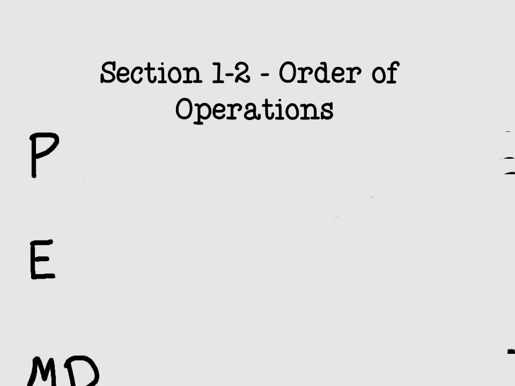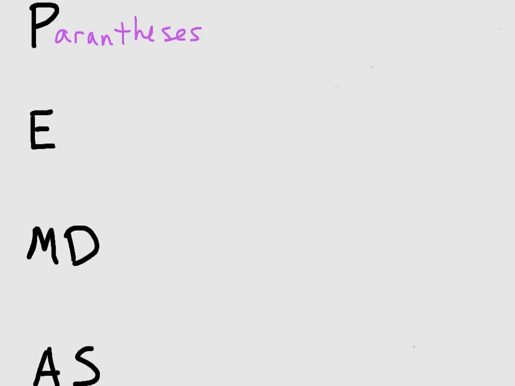So the P stands for parentheses. Okay. What does the E stand for? Exponent. Good job, Riley. Okay. What does the M and the D stand for? Multiplication.